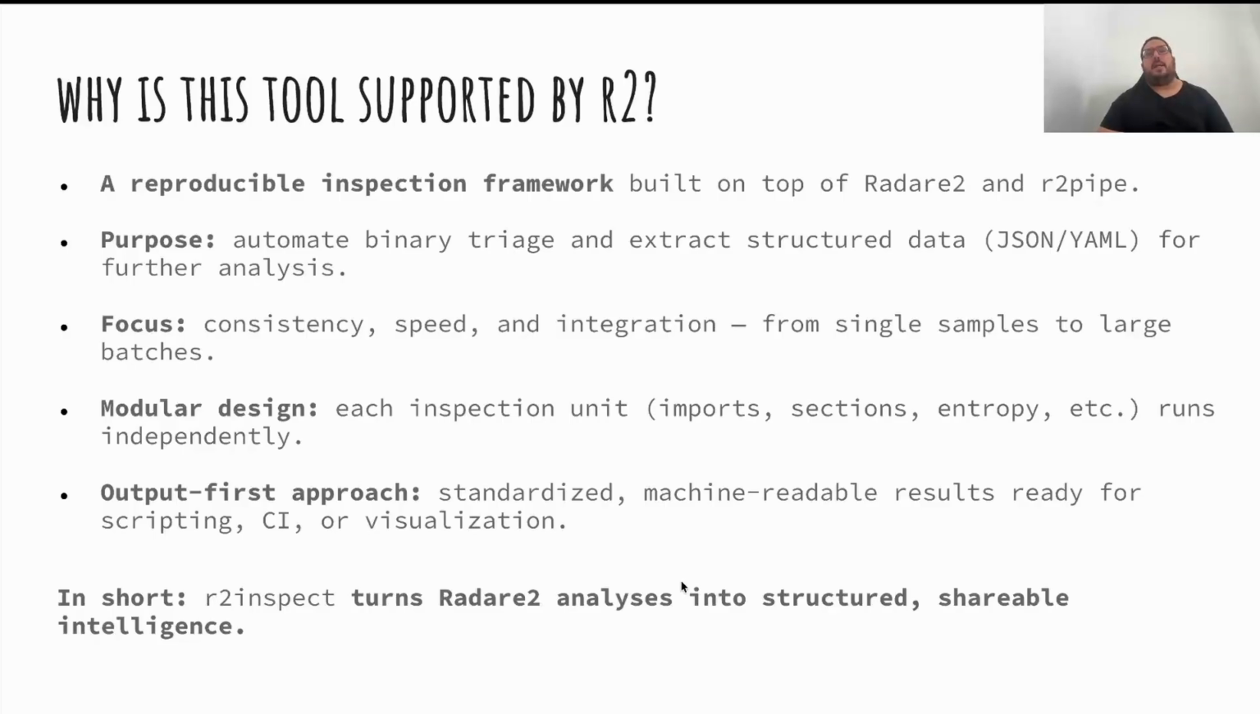It has a modular design, so each inspection unit, like import sections and entropy, runs independently, and it's an output-first approach. Basically, the output is a standardized structure that is machine readable and ready for scripting, for CI, or even for visualization. So in short, R2Inspect turns Radare2 analysis into structured, shareable intelligence for the malware analyst community.